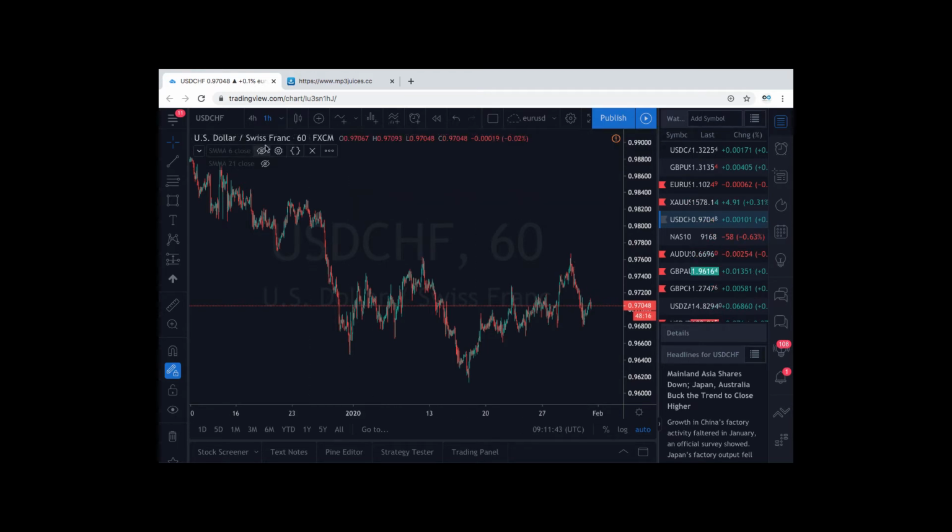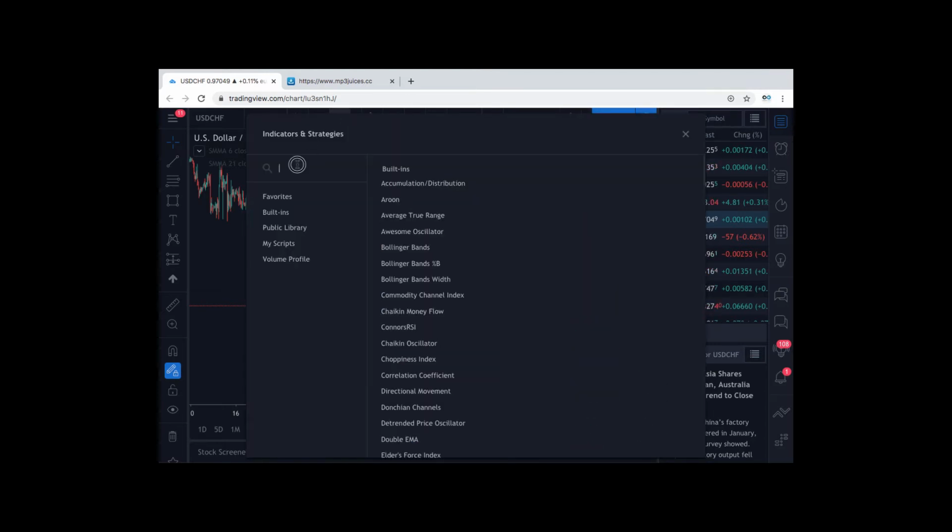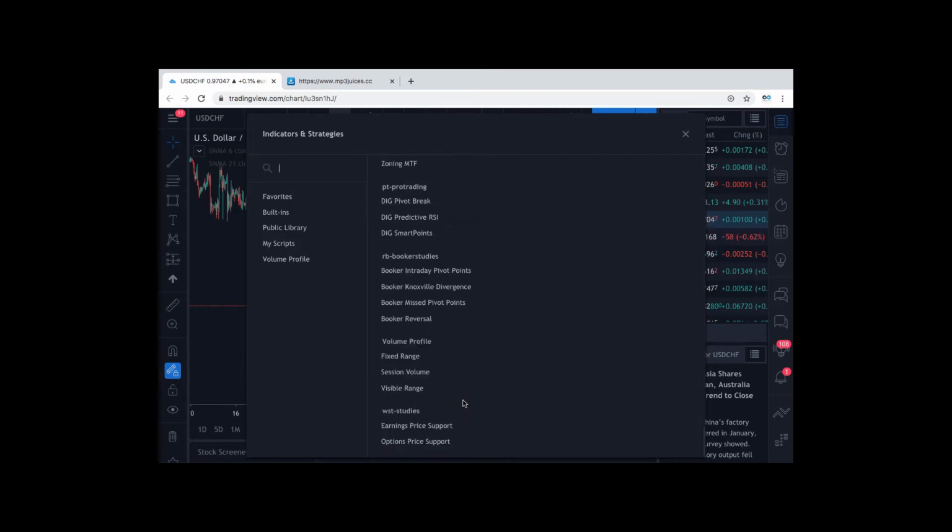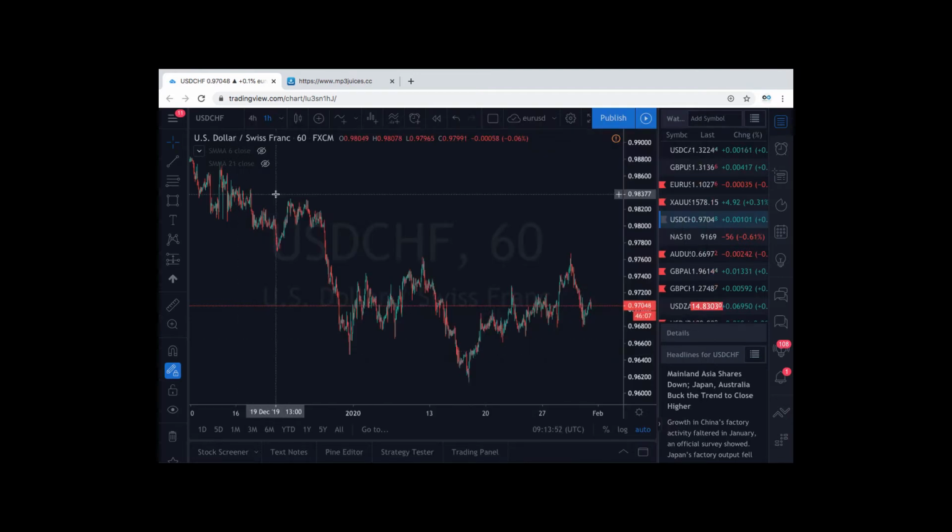So anyways, how we add indicators on TradingView, right? You just go to this point here, and you just click that. And now you get your indicators. You can now choose from all these indicators that are presented out here. So yeah.